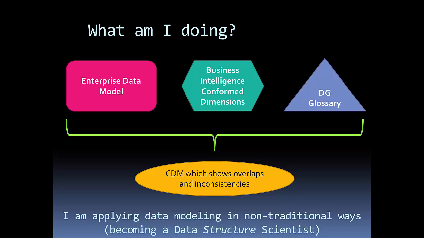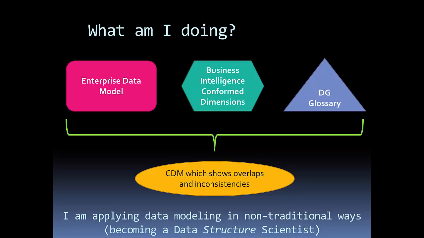So what am I doing? What is Steve Hoberman doing to become more of a data structure scientist? And not changing my job title, data structure scientist. I am a data modeler, but being able to apply my modeling skills to other areas.